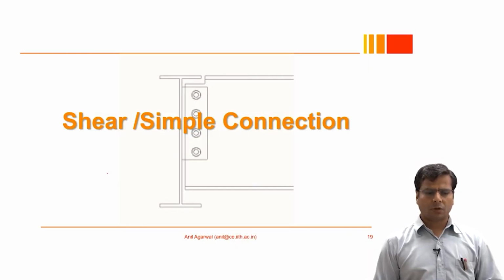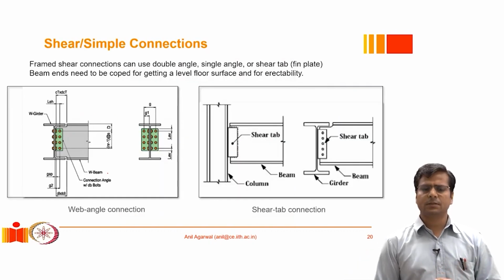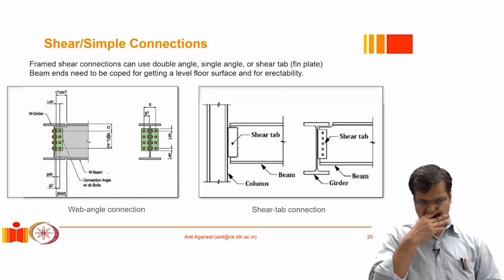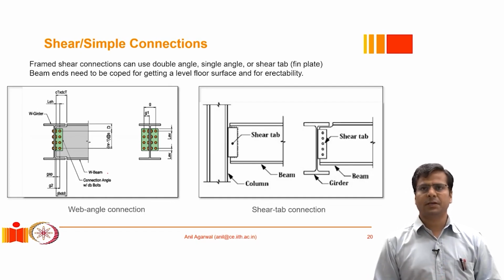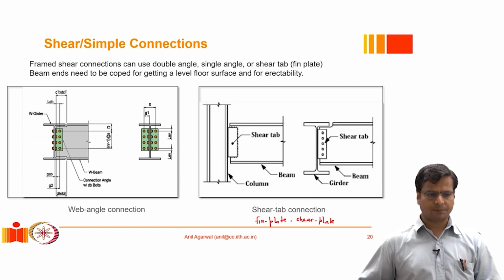So now we will talk about some of the design issues with regard to designing of shear or simple connections. Right. So here is a typical schematic of a simple connection. As we had discussed, the two major varieties which are often used as a simple connection are the ones where we use either web angles, either one or two, or otherwise we may even use a shear tab or shear plate. Right? Sometimes it is referred to as shear tab, sometimes it is referred to as fin plate or even a shear plate. These are different names for this type of connection.